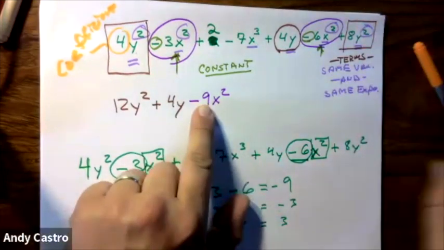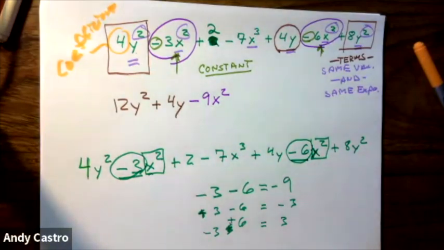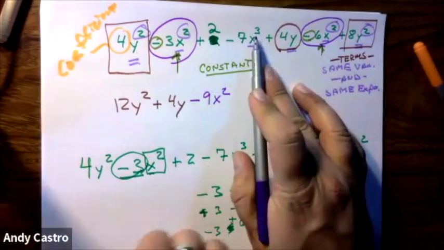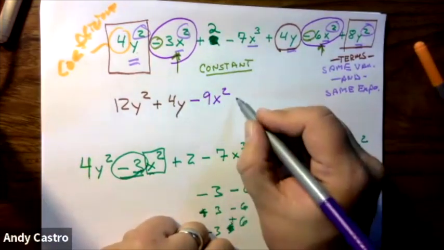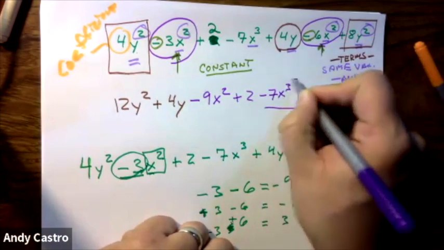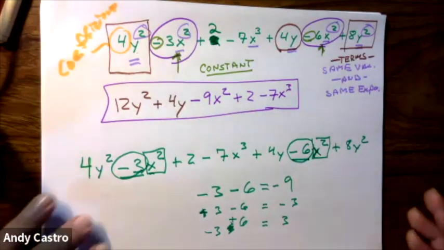All right, so where were we? Negative 9x squared. Good. Now what you'll notice is that we have a 2 and a negative x cubed that can't combine to anything. So we're just going to leave them alone. And that's our answer right there. You cannot simplify that any further.